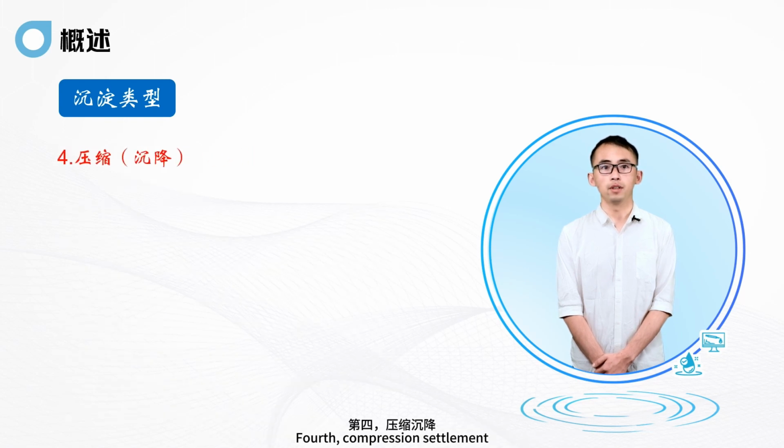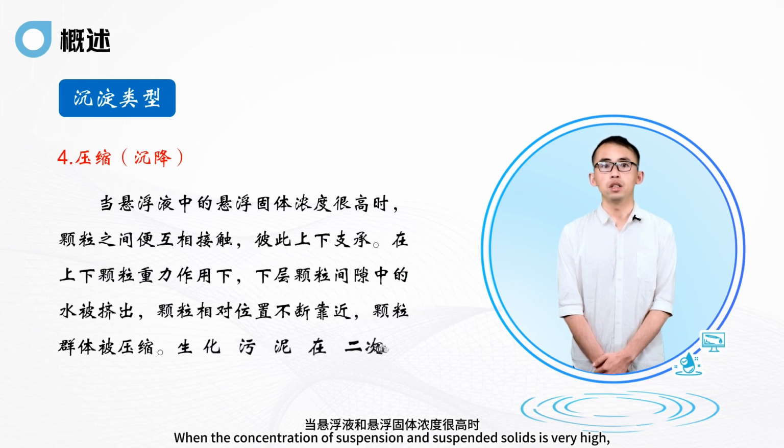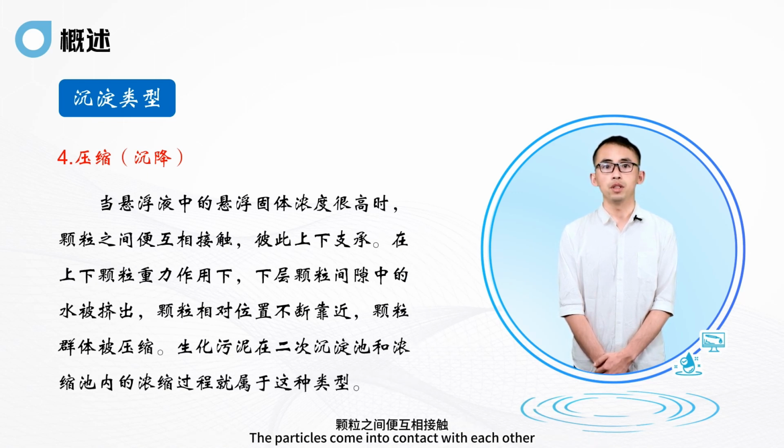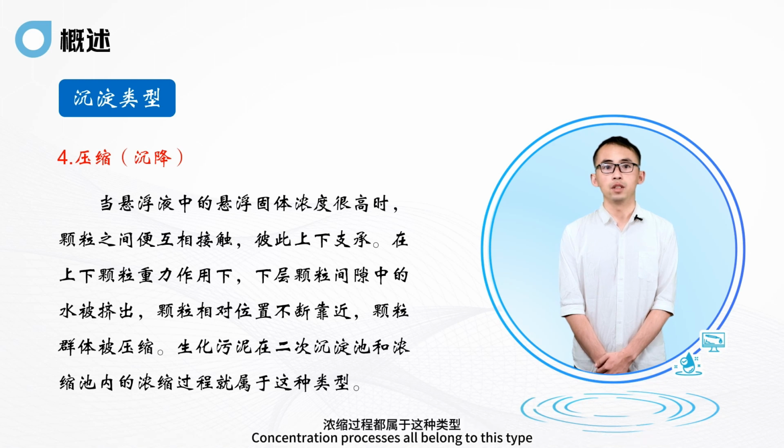Fourth, compression settlement. When the concentration of suspended solids is very high, the particles come into contact with each other, support each other up and down, under the gravity of upper and lower particles. In the intergranular gap of the lower layer, the water is squeezed out. The relative position of particles keeps approaching. The particle aggregate is compressed. Then the biochemical sludge in the secondary sedimentation tank and the thickening tank concentration processes all belong to this type.